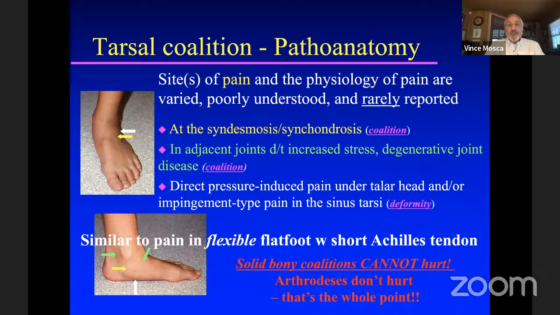You know, in the days before total joint replacements, if you had terrible arthritis of your hip, terrible arthritis of your knee, terrible arthritis of your ankle, the treatment to stop the pain from the degenerative arthritis was to fuse the joint. If a joint is fused solidly, it cannot hurt. So whether we create the joint fusion or it is created because of the pathology, in this case a coalition, once it's solid bone, that cannot be the source of pain. It can only hurt if it's still fibrocartilaginous. Just remember that.